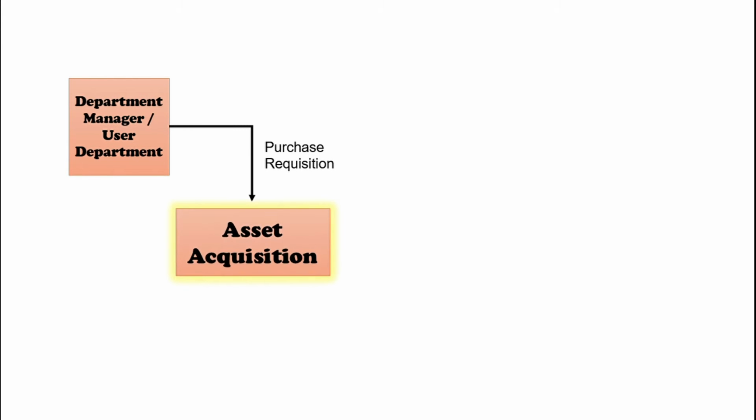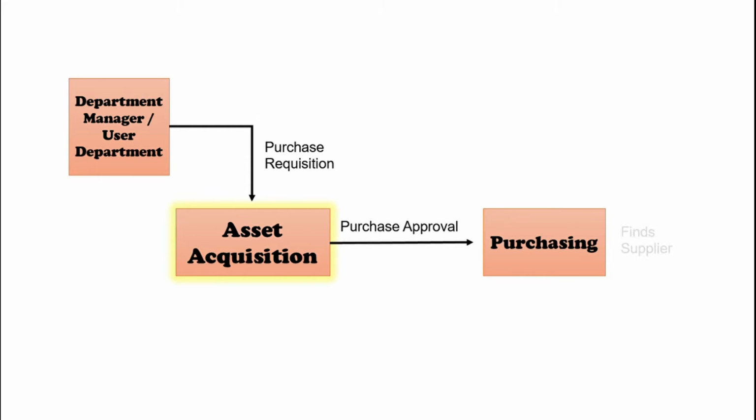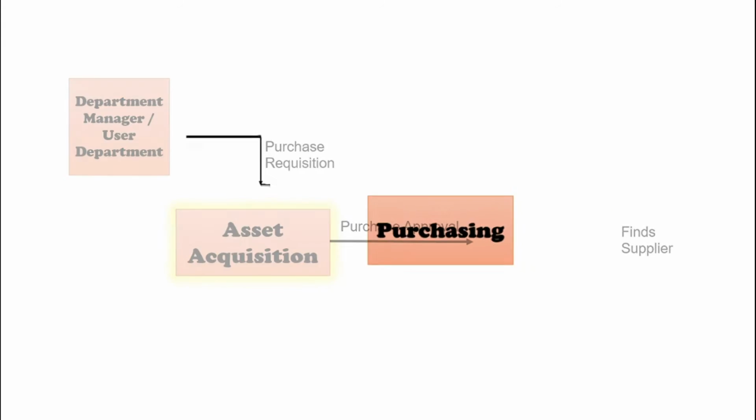Asset acquisition usually begins with a departmental manager recognizing the need to obtain a new asset or replace an existing one. Authorization and approval procedures over the transaction will depend on the asset's value. The fixed asset acquisition request now goes to the purchasing department. Here, the purchasing department will find suppliers.